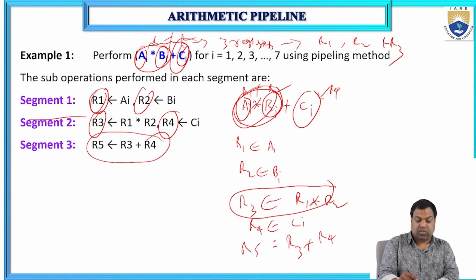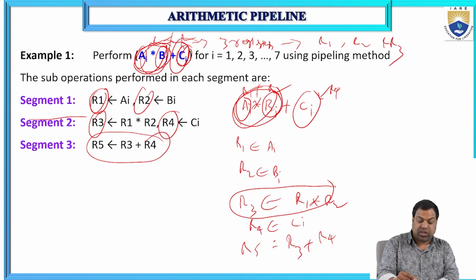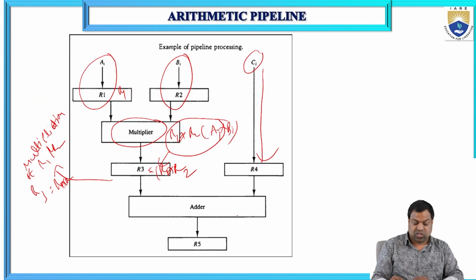Next, CA. I am taking only CA. Why? Because A into B is one register, and there is nothing other than that. So I am taking CA as R4. So this resultant value plus this resultant value, I need an adder. Plus means adder, so I'm taking an adder.